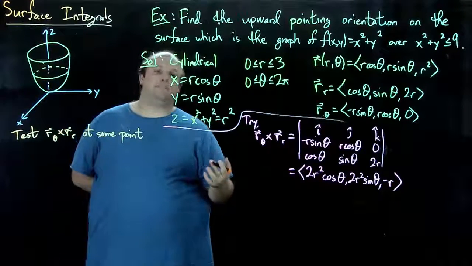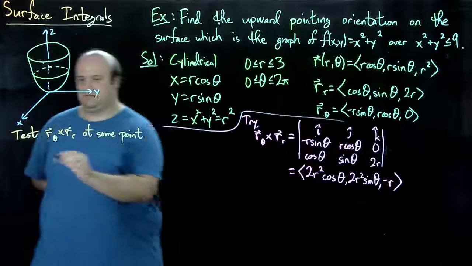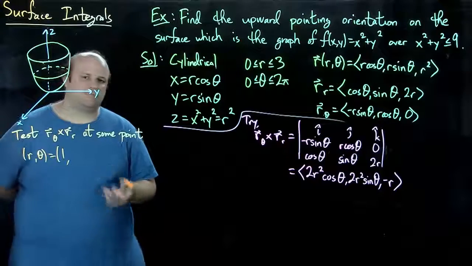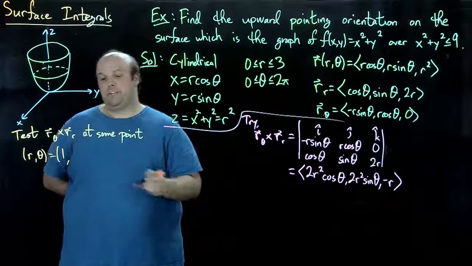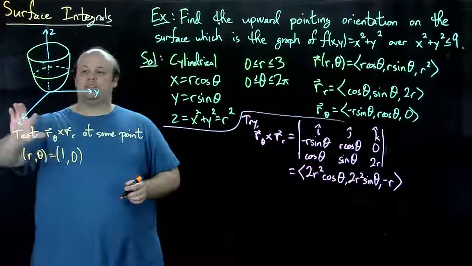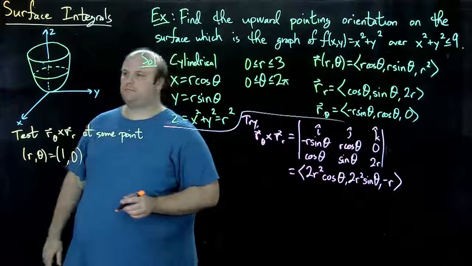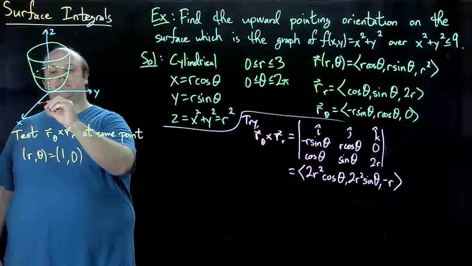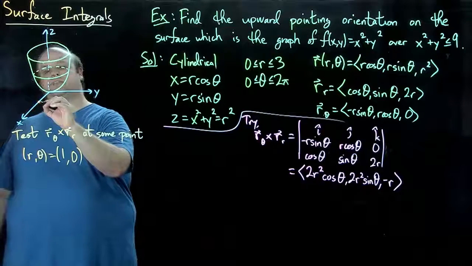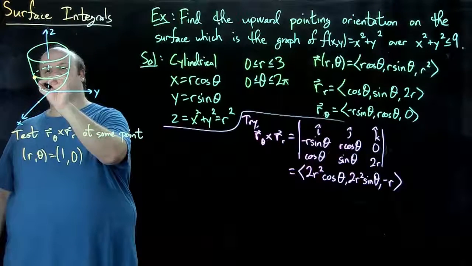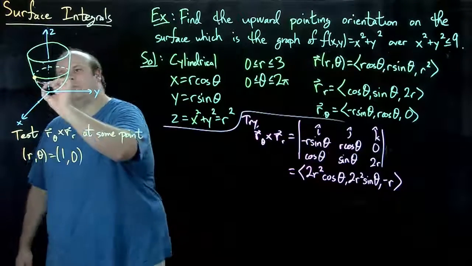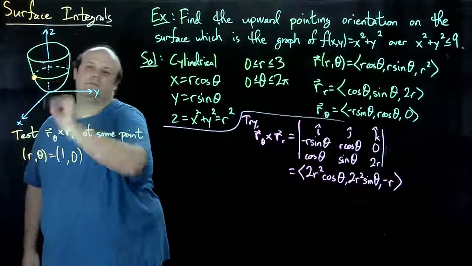Anyway, so let's pick a test point. Let's test r theta equals, let's use r equals 1 because that's nice, and we can use theta equals 0. There's no big deal there. Right? So where is that point on the surface here? Well, it's at theta equals 0, so it's somewhere above the x-axis, and it's at a radius of 1. So it's somewhere above this point, which let's say is right about here. All right? Let's make that really big and visible.